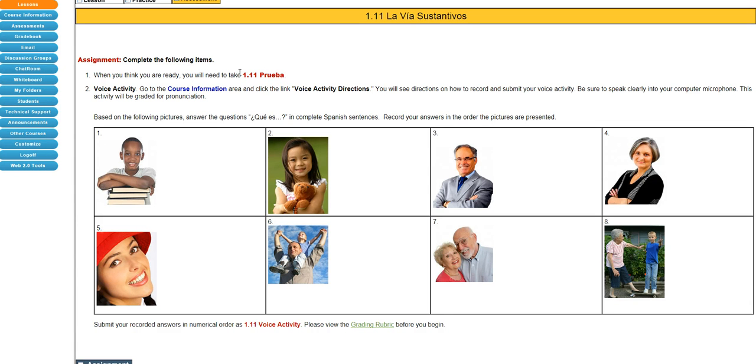This one, there's two things. One is a quiz, 1.11 prueba. So after you've studied and you're ready to take the quiz, you can do that. And you've got a voice activity that you're going to do. So let's see what the voice activity says. It says, based on the following pictures, answer the questions in complete sentences. Record your answers in the order the pictures are presented.